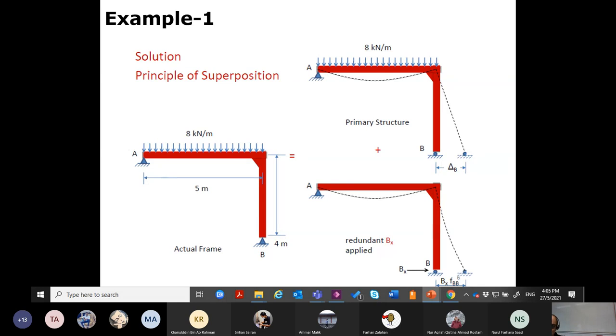Now we have two determinate frames: one primary frame with the 8 kilonewton per meter or given force on the beam, and second the redundant force BX, which is unknown and applied at point B. Since we removed the horizontal reaction, the direction of the applied redundant force will be horizontal. This is our assumed direction; if in the answer we get negative, the actual direction will be opposite to that. If the answer is positive, our assumed direction of the redundant force is correct.